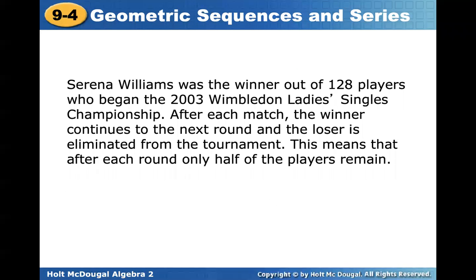All right, so this says Serena Williams was the winner out of 128 players who began the 2003 Wimbledon Ladies Singles Championship. Before some of you were born. It's a long time ago, is what I'm saying. It's outdated. After each match, the winner continues to the next round and the loser is eliminated from the tournament. This means that after each round, you only have half the players remaining.